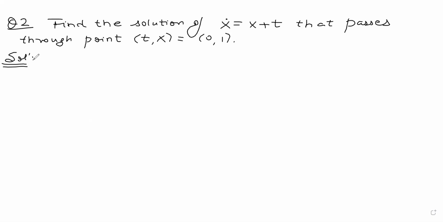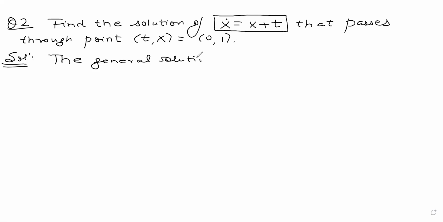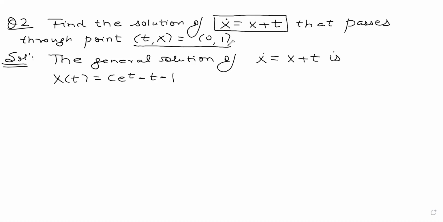Okay, so now from question number 1 only we saw what is the general solution of the given differential equation. Same differential equation was there in question number 1 also, and we had seen that the general solution of the differential equation x dot equal to x plus t is x as a function of t equals c e to the power t minus 1. Okay, this is the general solution of the given differential equation. Okay, now we are given that it passes through the point t comma x equal to 0 comma 1.